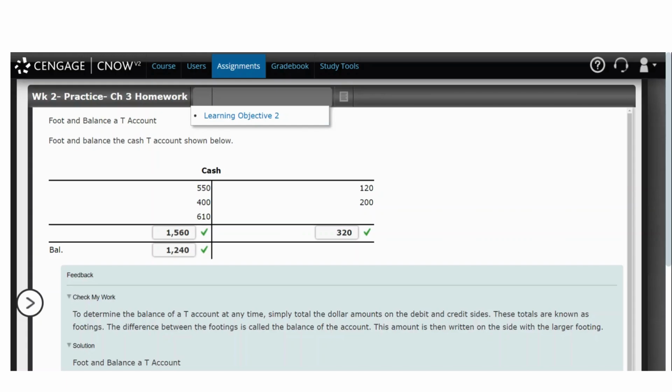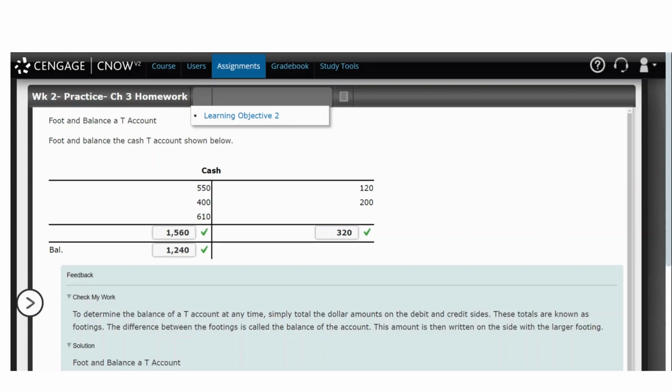I just wanted to go over a couple of the problems for the Chapter 3 homework just to get you started. So for number 1, it wants us to foot and balance the cash T account shown below. So we see cash, and I know that cash is an asset account, so it increases on the debit side or the left side, and it decreases on the credit side or the right side.